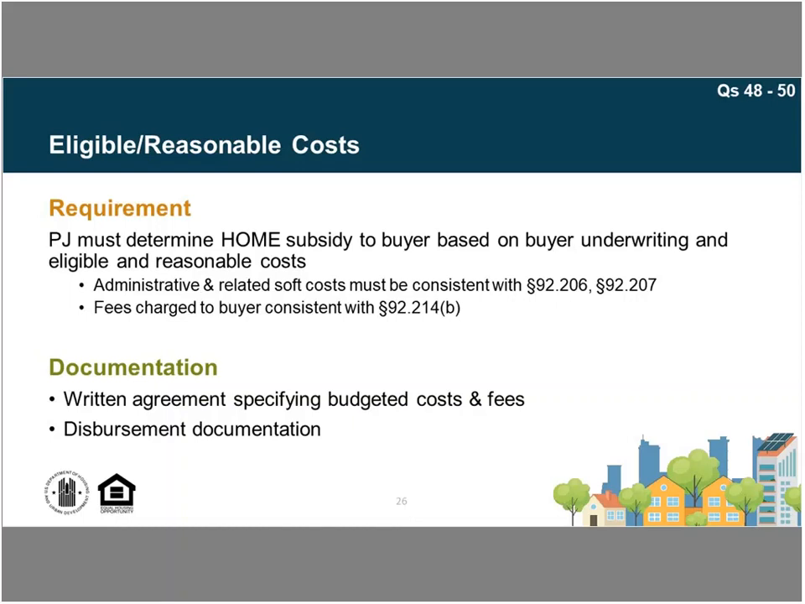So the documentation here would be the written agreement that would specify what the costs are going toward and the fees that are being charged to the homeowner to be consistent with that fee policy, and then the disbursement documentation for all the other costs that may have been disbursed for the project, to make sure they are eligible under 206 and 207 of the rule.